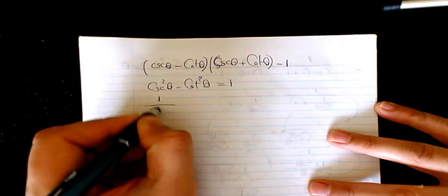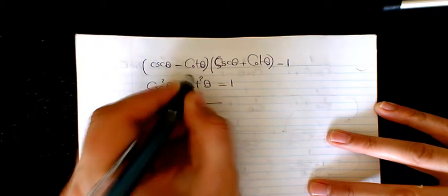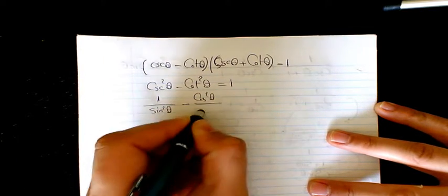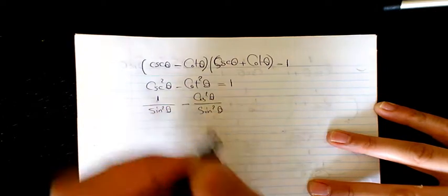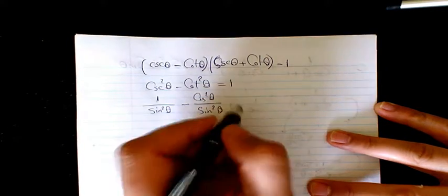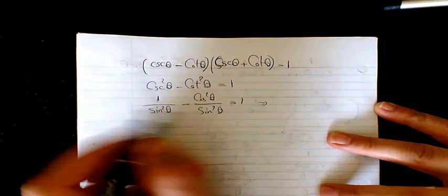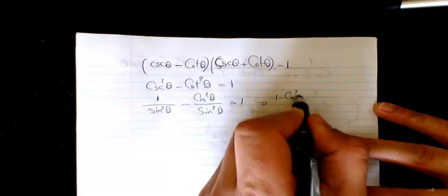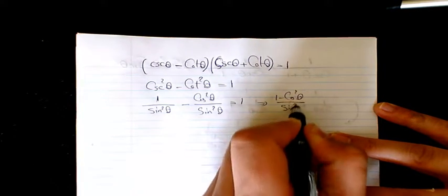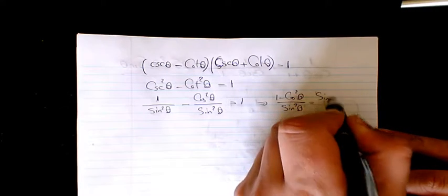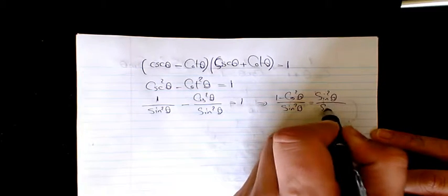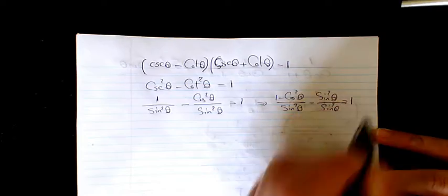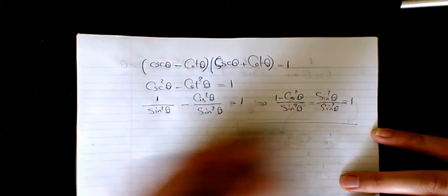Cosecant is the inverse of sine, and cotangent is cosine divided by sine. Then we will have 1 minus cosine squared divided by sine squared. Then 1 minus cosine squared is sine squared over sine squared. It will be equal to 1. So that's how we prove it.